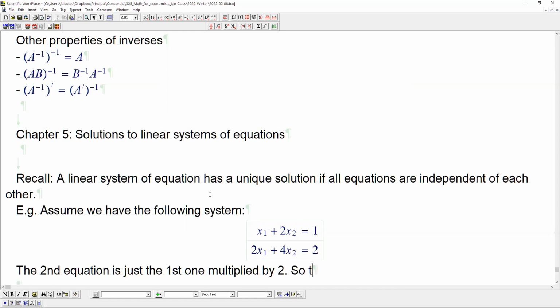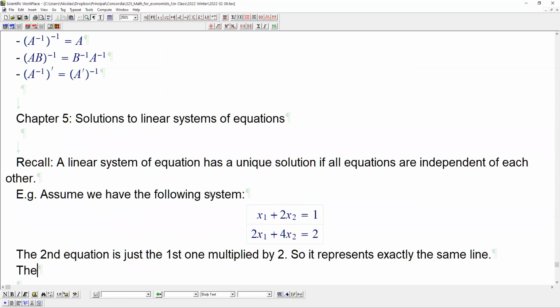So this represents exactly the same line. The system has an infinity of solutions. So we say it is underdetermined.